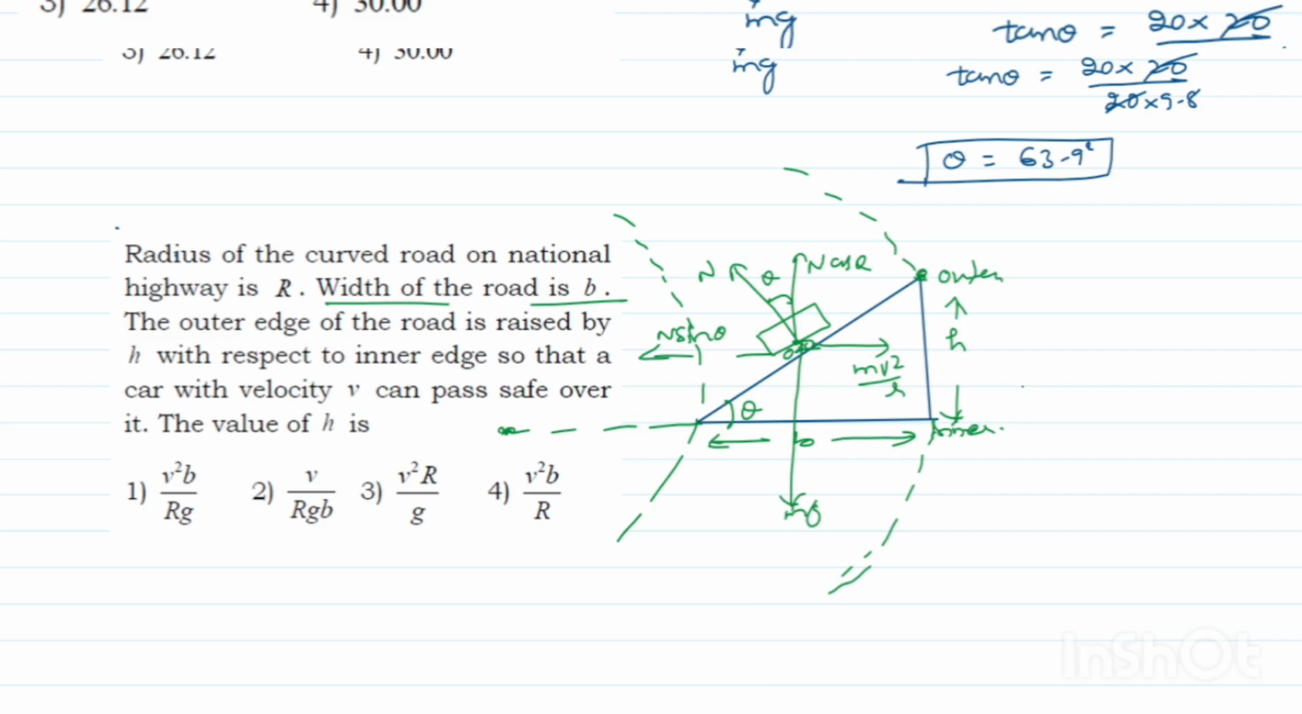So when simplifying these values, we get tan theta equals v square by r g. And from this triangle, tan theta equals opposite side h over adjacent side b, which is equal to v square by r g. They are simply asking for the height, so h equals v square b by R into g, where R is the radius.